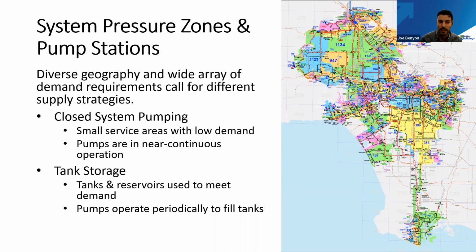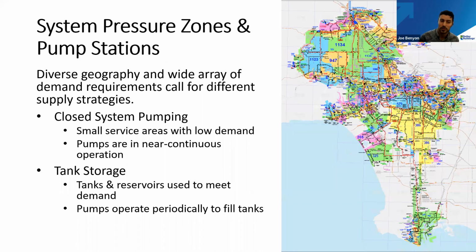So we have two primary types of pumping strategies within our system. We have closed system pumping and tank storage. Closed system pumping is ideal for smaller service areas with low water demand. These areas typically use small pneumatic tanks or VFD-driven pumps to maintain pressure in these zones. That means with low storage, these pumps are in near continuous operation, so they're not really a good candidate for demand response. Our second supply strategy is tank storage.